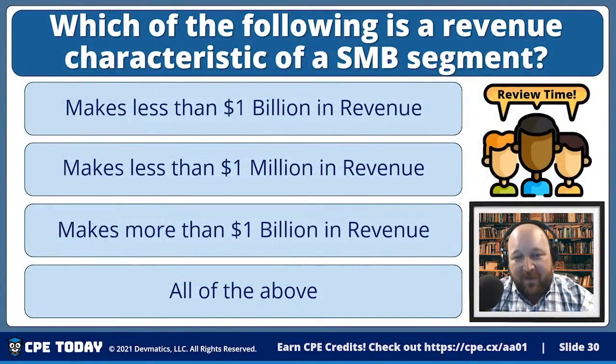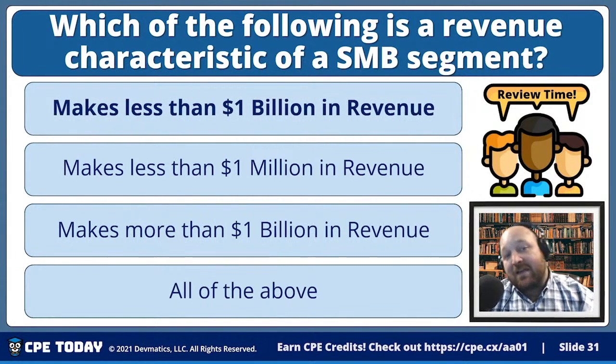Hey, colleagues, welcome back. Let's go ahead and have our 3 review questions and wrap up for the day. Which of the following is a revenue characteristic of the SMB segment? Is it making less than $1 billion in revenue? You betcha. Anything less than $1 billion is going to fall in the SMB segment.